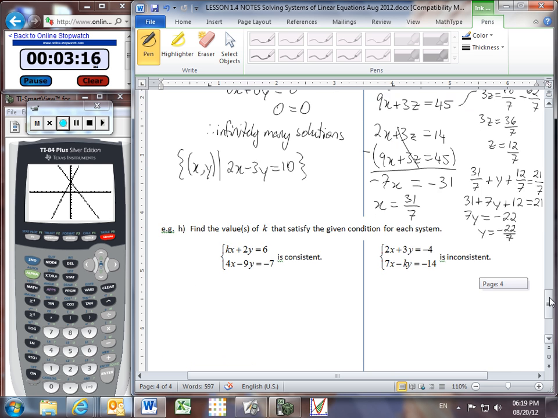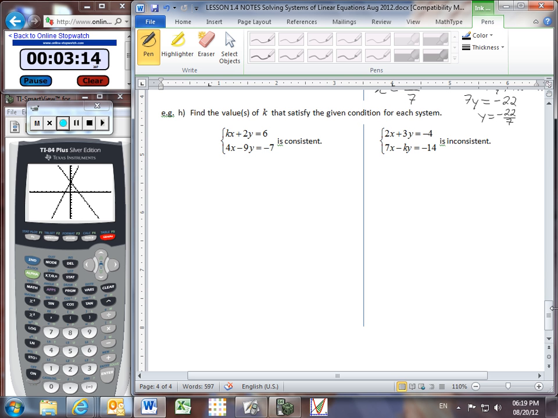Okay, and last example. So what are the value or values of k that satisfy the given condition for the system? If this system is consistent, that must mean that it is not inconsistent. Now remember that if it's not inconsistent, well then we should not have a situation where these two equations are identical. So let's manipulate, or try to manipulate, these equations so they're identical.